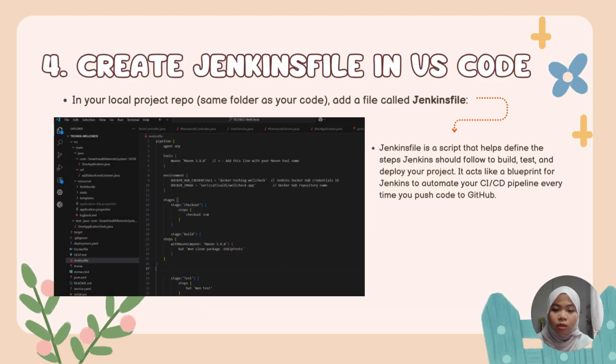After that, in your project folder, you will need to create a file called Jenkinsfile. This file is important because it tells Jenkins exactly how to build, test and deploy your project. It acts like a blueprint for your CI/CD pipeline. So every time you push code to GitHub, it will run this Jenkinsfile.